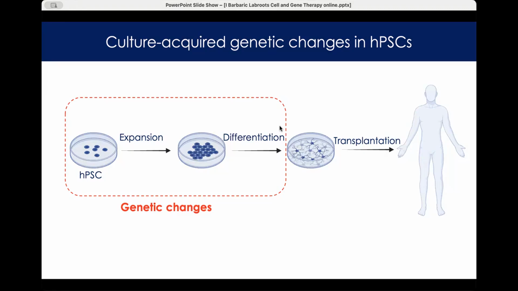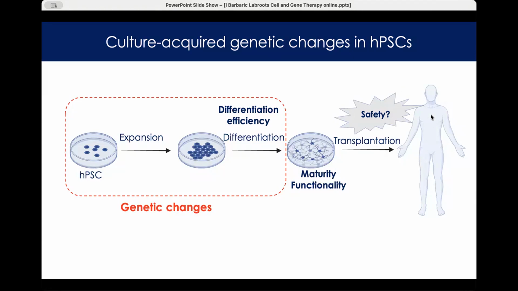And all the meanwhile, our stem cells are susceptible to the acquisition of genetic changes, aberrations, and these aberrations can then have profound functional consequences, first of all, on the ability of stem cells to generate desired differentiated cell types, but also on the maturity and functionality of those differentiated cells. And then, most concerningly, there is a worry that these genetic changes that are acquired in the stem cell state could confer tumorigenic or malignant properties upon transplantation into patients.